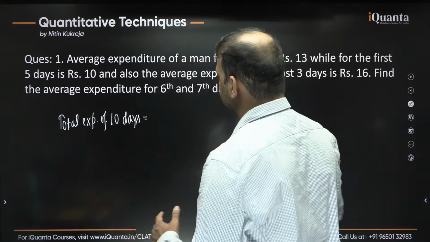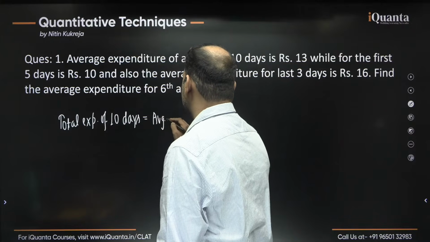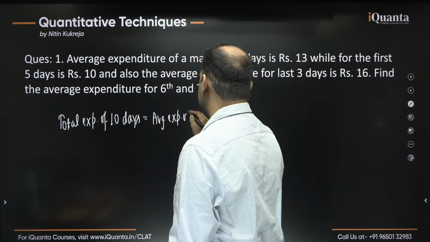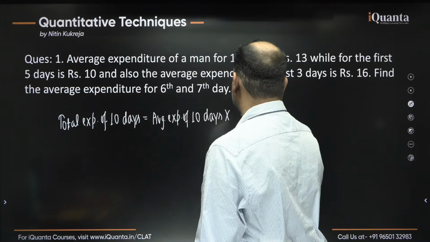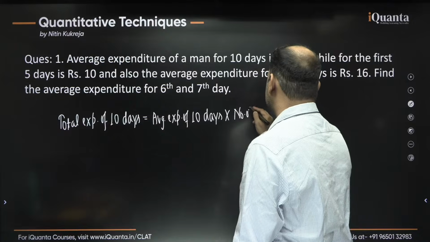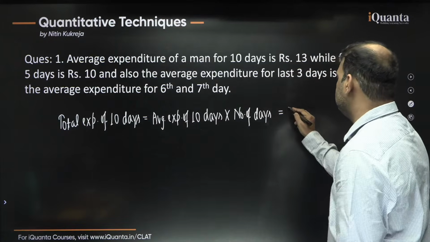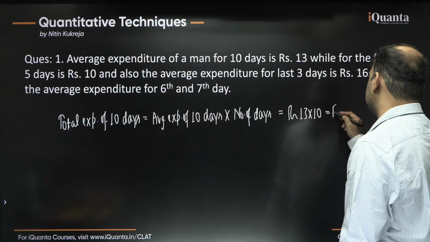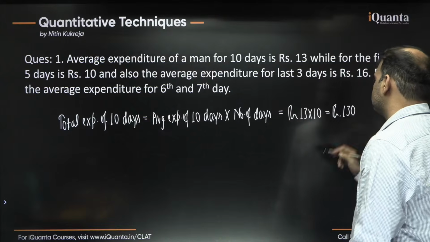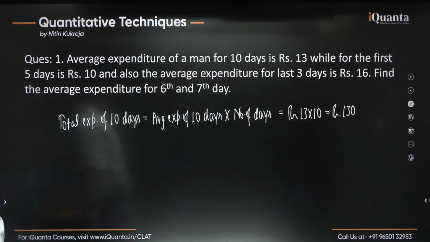So guys, the total expenditure of the 10 days is what? It is the average expenditure of the 10 days into the number of days, which is obviously 10, right? The average is given to us as how much? Rupees 13, right? And the number of days is 10, and that makes it rupees 130. That just makes it rupees 130. Very simple, right? Okay, what next?